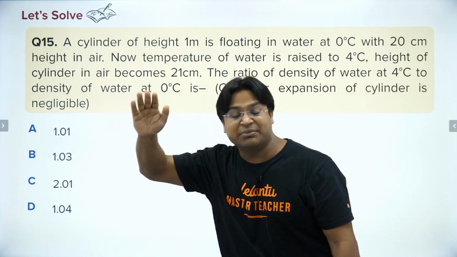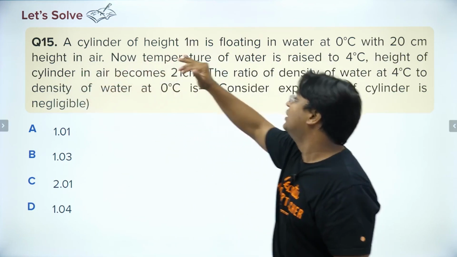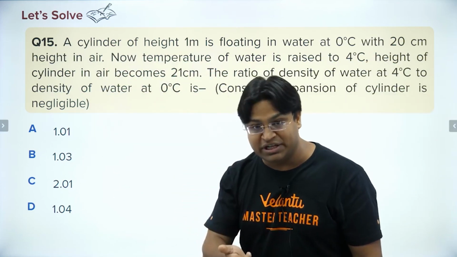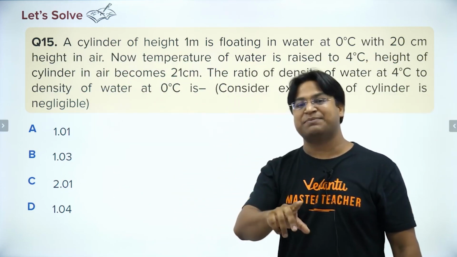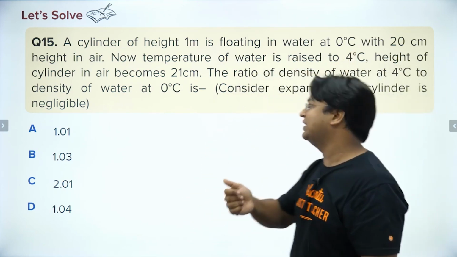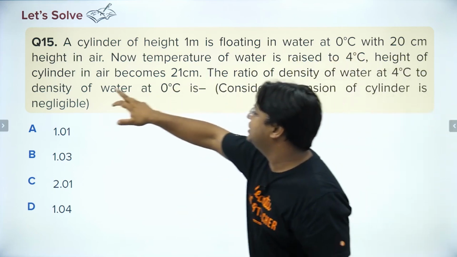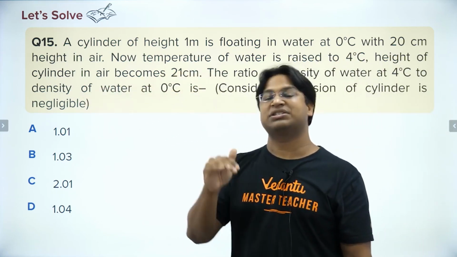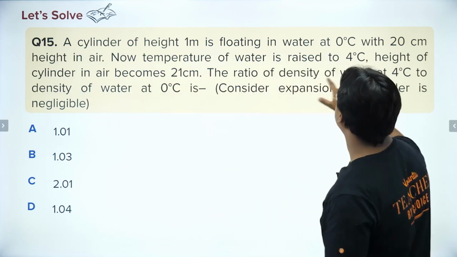Which means 80 centimeter is submerged, right? 80 centimeter submerged. Now the temperature of the water is raised to 4 degrees Celsius, which means the density of water will increase, right? Water shows anomalous expansion. The density is highest at 4 degrees Celsius, so the density of the water will increase. As a result, the height in air becomes 21 centimeters. So now only 79 centimeters is submerged. Okay, the ratio of the density of water at 4.